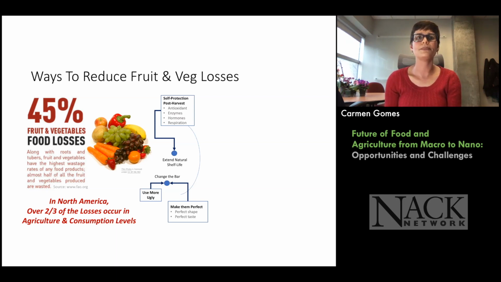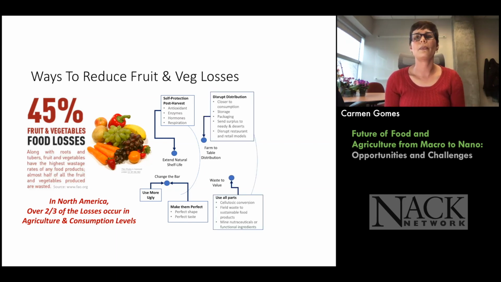Use more of the ugly produce, so change the bar. Make them perfect shape, perfect taste. So there are different ways of tackling it. Either you make it more perfect, or you can use the ugly and process it in a way that is going to be accepted by the consumers.